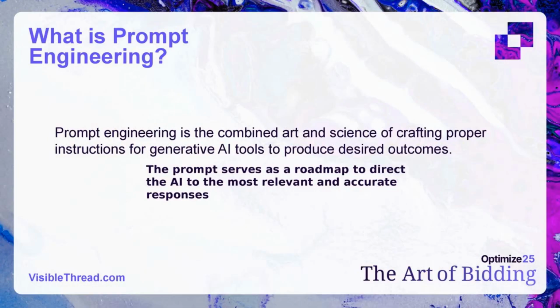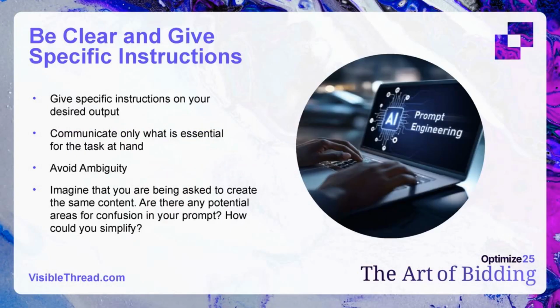So in order to do that, there are some things that we need to consider and basics that we need to remember. So I want to walk through those. First, we always need to be clear and give specific instructions. We have to be precise on what we want to see, but even more than that, we need to create guardrails so the model is clear on what we don't want to see. We only want to communicate what's essential to perform the task at hand.